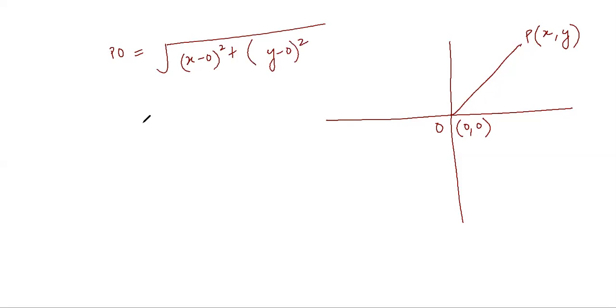minus 0 whole square. So you see students, here I am subtracting the coordinates of the first from the second, so it doesn't matter, the answer will be the same. So it is equal to the root of x square plus y square. So students, you see that the distance of any point from the origin is the root of x square plus y square, right? It doesn't really matter whether the point is in the second, third, or fourth quadrant. The distance formula would be the same.